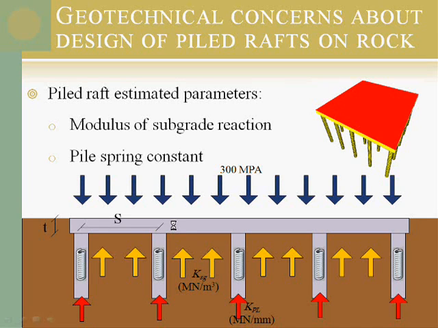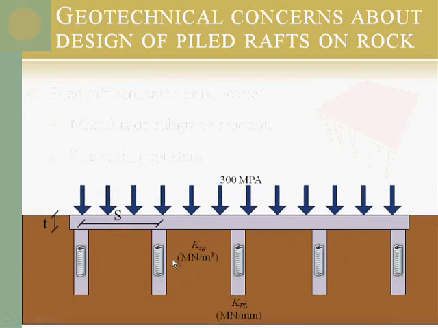In these two models for the raft foundation, we are assuming the modulus of subgrade reaction, and we are assuming the pile spring constant. These values have some ranges, and if we assume them in some way, we can affect our design. And this is what the research is exploring.